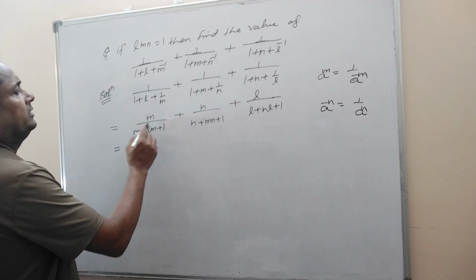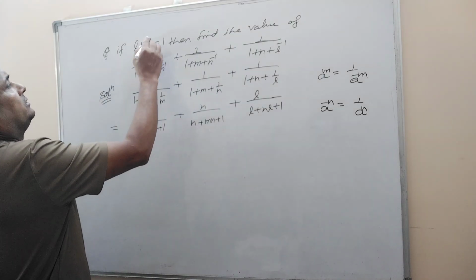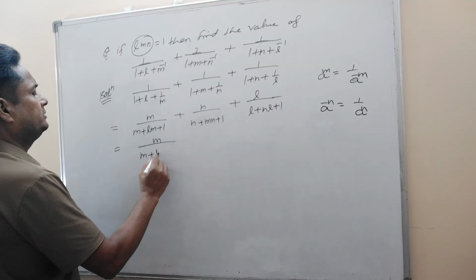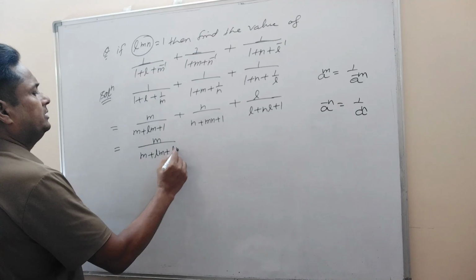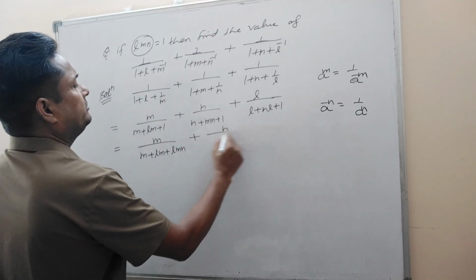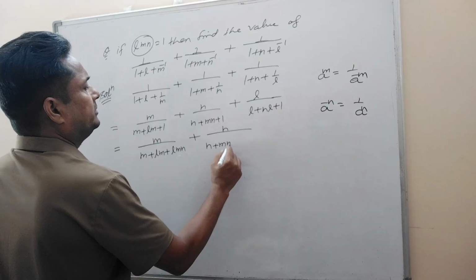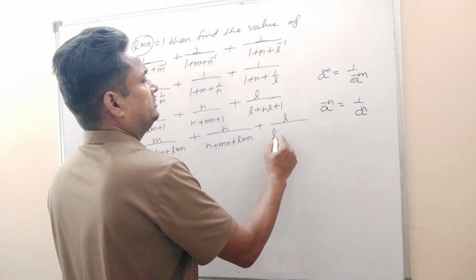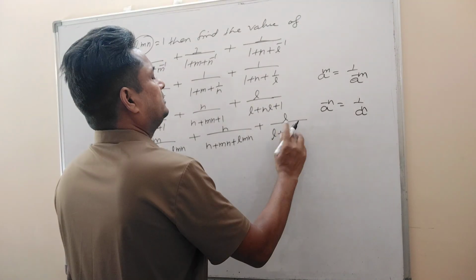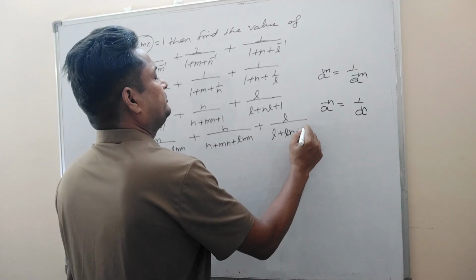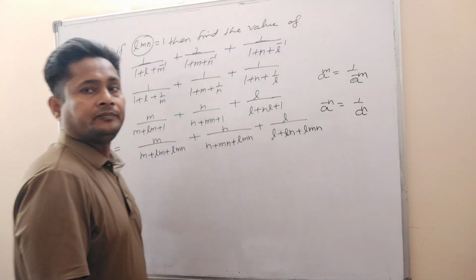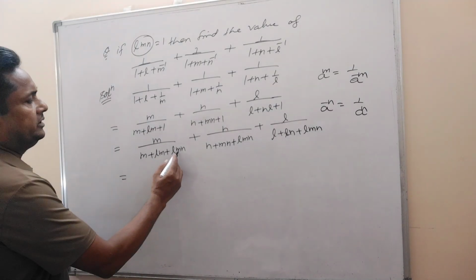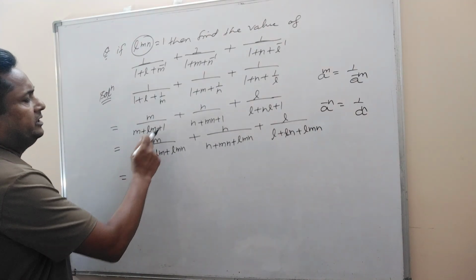Now in place of 1, we can replace this value. So this will be m by m plus lm plus lmn, plus n by n plus mn plus lmn, plus l by l plus ln plus lmn. Now take common from denominator. So this will be equal, take m common from denominator, m will cancel out.